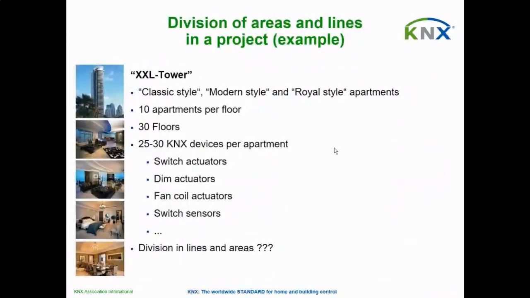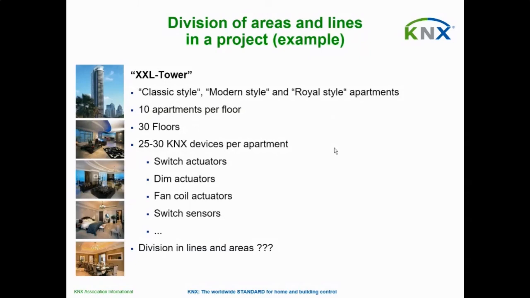So here's an example of a project. Here's a hotel, say the XXL Tower, with classic style, modern style, and royal style apartments, with 10 apartments per floor. All in all, there's 30 floors, and we probably have 25 to 30 KNX devices per apartment. So we'll have switch actuators, dim actuators, fan coils, and sensors. So how do we divide this project up?